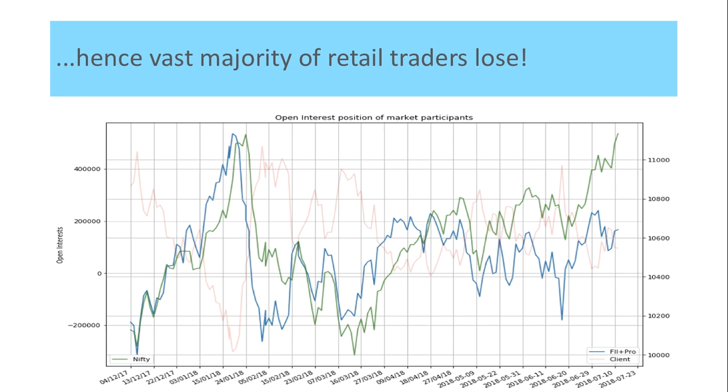So, in the next video, we will talk about how computational finance can actually come to the rescue, and how computational finance coupled with technical and quantitative indicators can provide an informational advantage in your trading decisions.